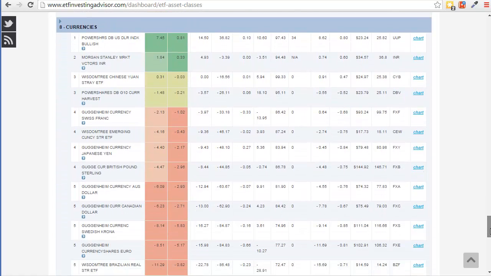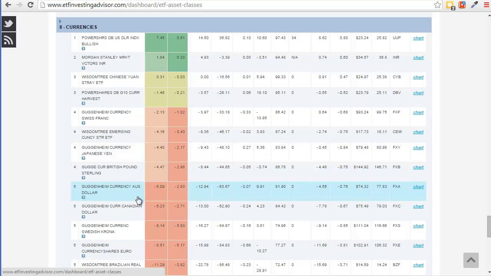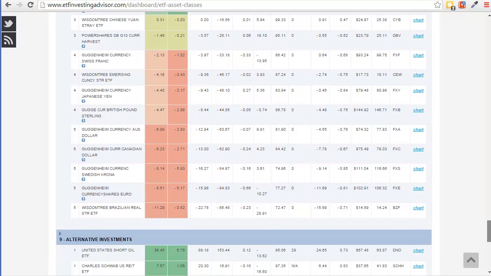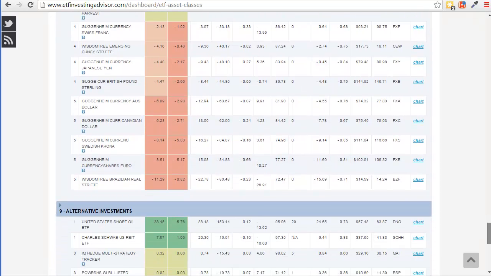Currencies, where is their strength? Will it surprise you? Probably not. The US dollar. After that, it really weakens to somewhat to very substantial. Australia, Canada, Swedish krona, euro, all weak. Definitely not a place that we want to be. Any of those ETFs would not be a good idea to be holding.